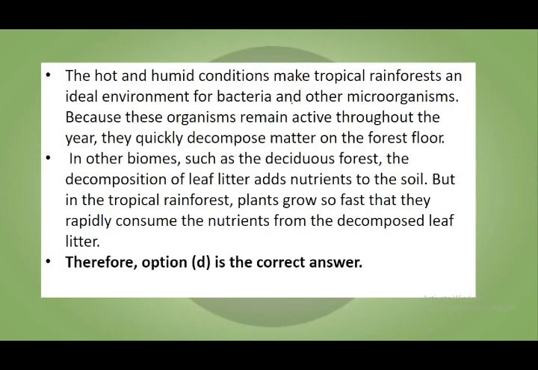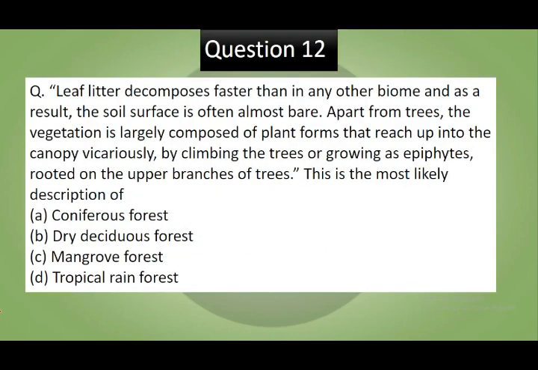The hot and humid conditions make the tropical rainforest an ideal environment for bacteria and other microorganisms. Because these organisms remain active throughout the year, they quickly decompose the leaf litter on the forest floor. In other biomes such as deciduous forests, the decomposition of leaf litter adds nutrients to the soil. But in tropical rainforest, the plants grow so fast that they rapidly consume the nutrients from the decomposed leaf litter. Therefore, option D is correct, which is the tropical rain forest.